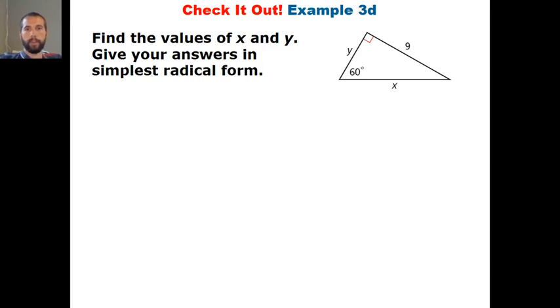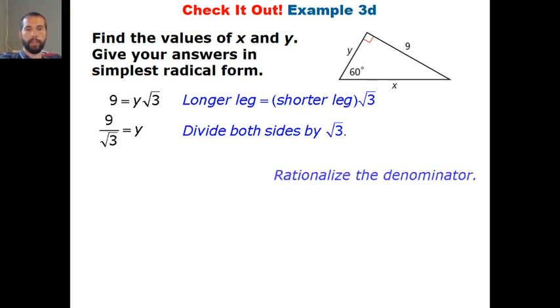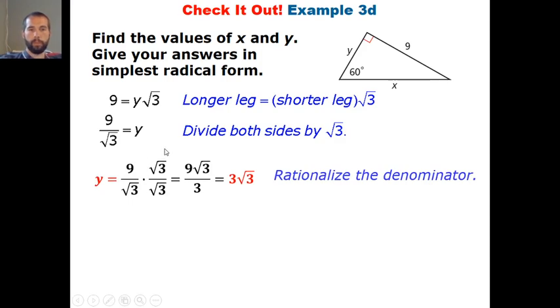All right, and the next one. They give us the side that's across from the 60-degree angle, which is the long leg. So we go from the long leg to the short leg by dividing by the square root of 3. So 9 divided by the square root of 3, that's going to give us y, which is the short leg. We need to rationalize that by multiplying the top and bottom by the square root of 3. The top, 9 times the square root of 3 becomes 9 square root of 3. Square root of 3 times the square root of 3 becomes 3. And then 9 divided by 3 becomes 3, so we get 3 square root of 3 as our short leg.